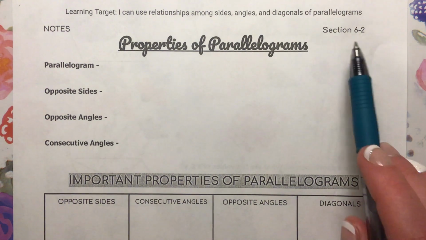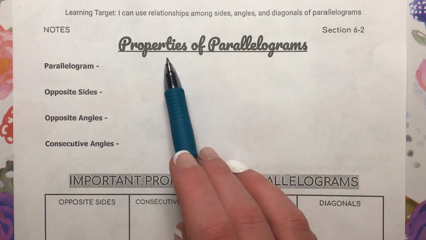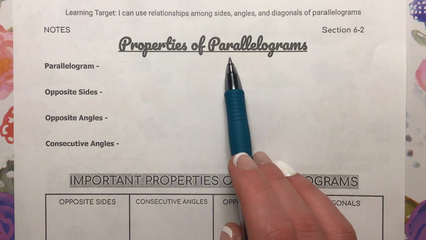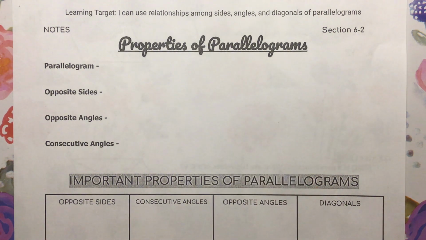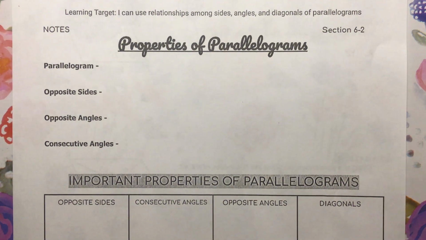We are in section 6-2 today, and we're talking about properties of parallelograms. What I'd like for you to be able to do by the end of this lesson is to use relationships among sides, angles, and diagonals of parallelograms in order to solve for missing values. So we are getting into specific types of quadrilaterals now, and our first type is a parallelogram.